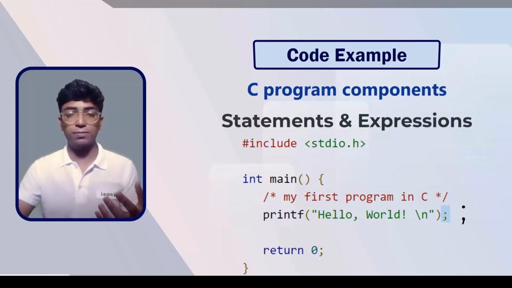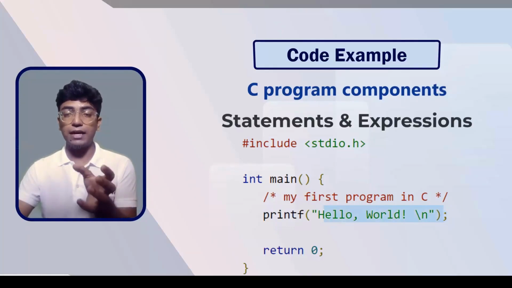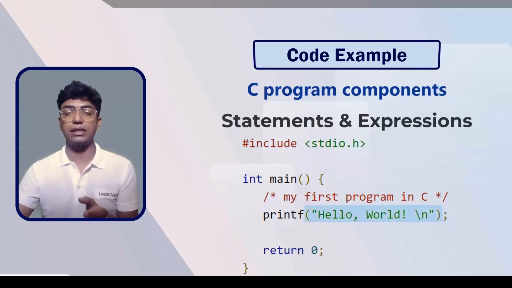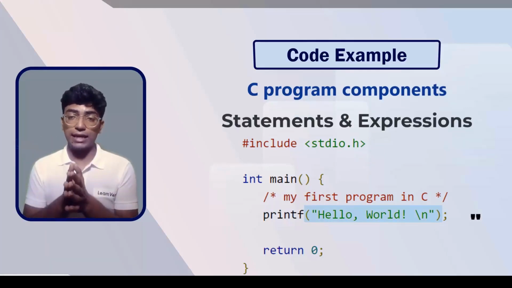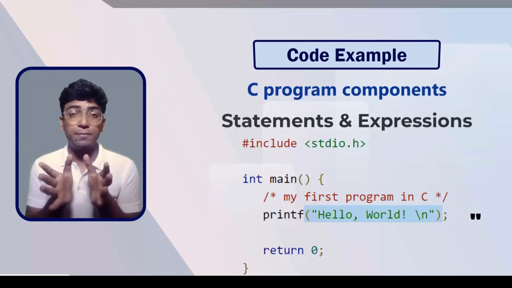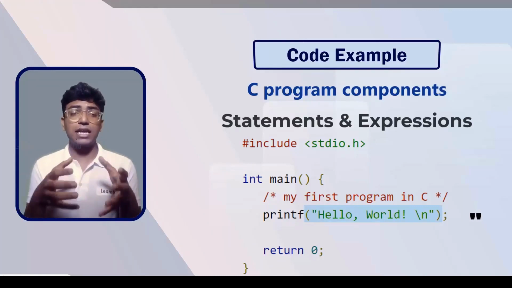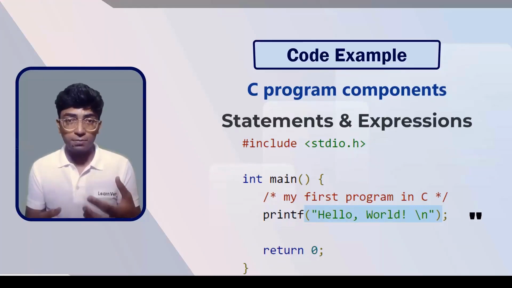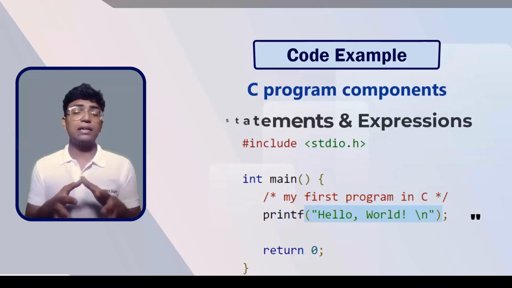In the same way, expressions are there. Inside printf's bracket, you can see that double quotes are used. We have used them to write hello world. So this hello world is also a type of expression. In this way, with the help of statements and expressions, our C program is made.